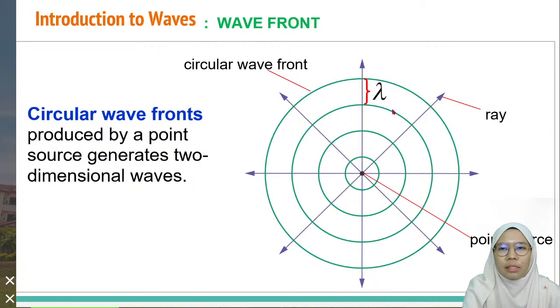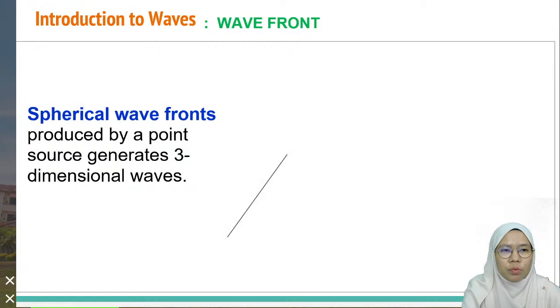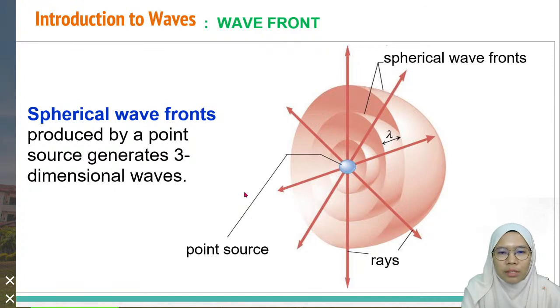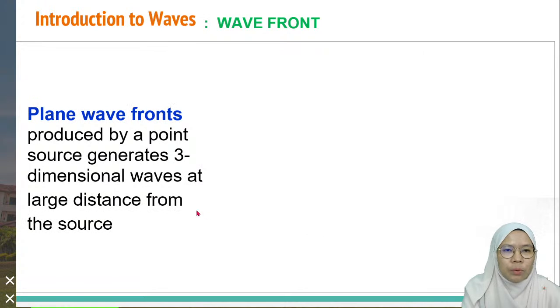And next, this is the wavelength. Then we move on to spherical wavefront, produced by a point source that is able to generate three-dimensional wave. So just now is 2D, this one is 3D. The same thing: point source, wavelength, wavefront, and the ray.